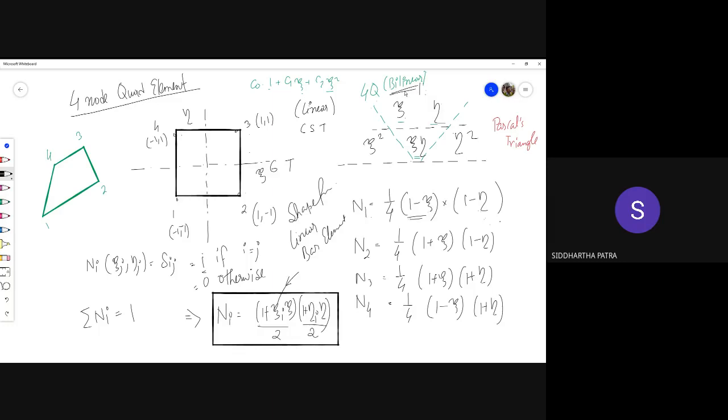And later on you would see the quadratic version of the 4-noded quad element is obviously going to be the 9-noded quad element, and that 9-noded quad element is also like a quadratic bar element in xi multiplying a quadratic bar element in eta in terms of the shape functions.